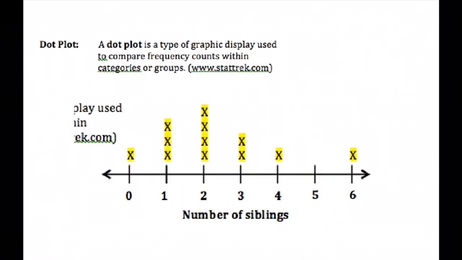Okay, on to page 419. A dot plot is a type of graphic display used to compare frequency counts within categories or groups. Your dot plot there on the right is number of siblings, and these are the x's that should be above them. So go ahead and write those down. You have 1 x above 0, 3 above number 1, 4 above 2, 2 above 3, 1 above 4, and 1 above 6. So go ahead and fill that dot plot out like that.